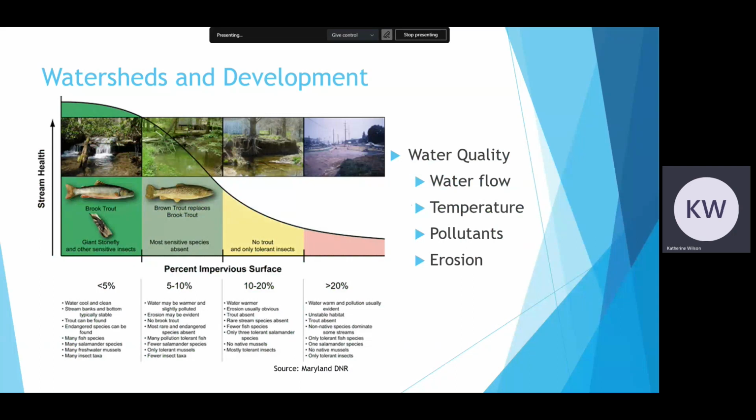What this study found is if you don't have development or minimal, so less than 5% development in that watershed, your streams and lakes are cooler in temperature, have better water quality. The stream banks and bottoms are typically stable, meaning they're not dealing with erosion problems from intense rain events. You can find fish, salamanders, insects, sometimes even mussels. However, the more you develop in a watershed, this causes more stormwater runoff.